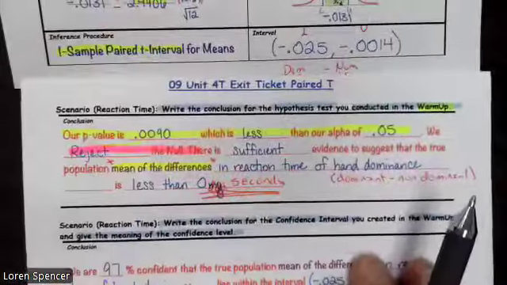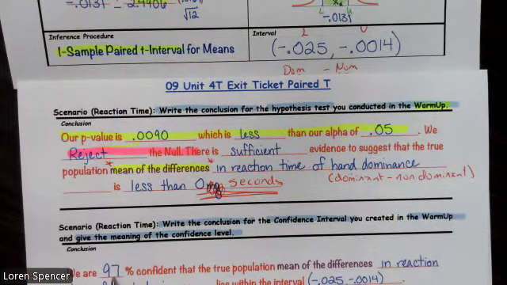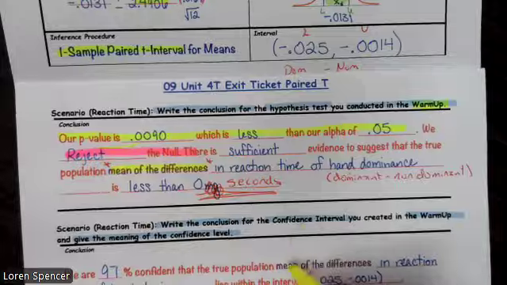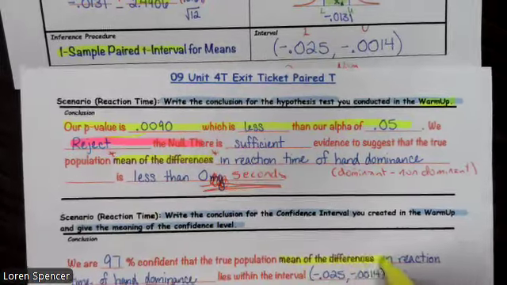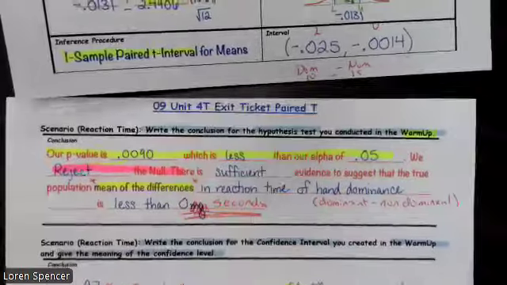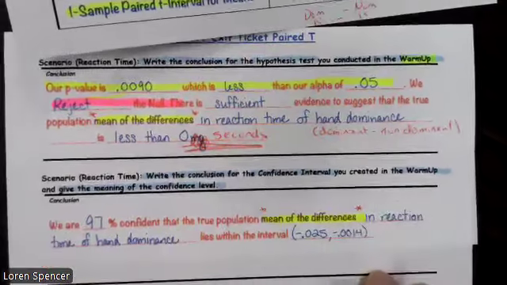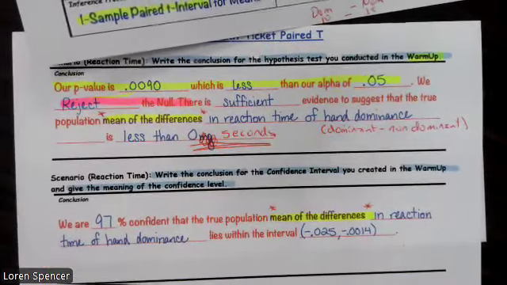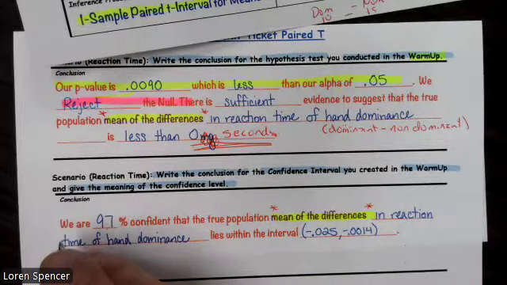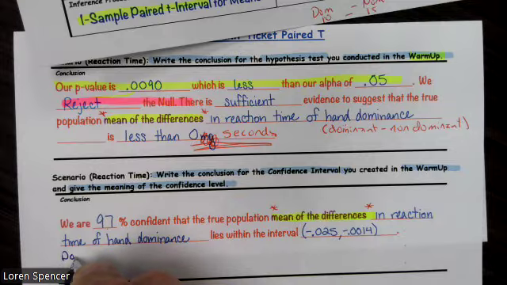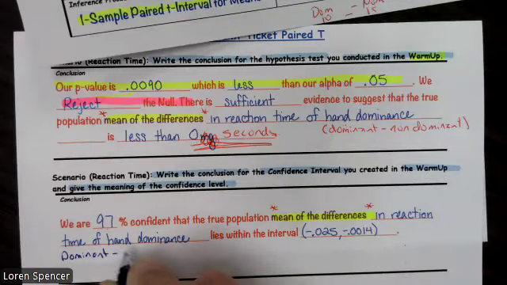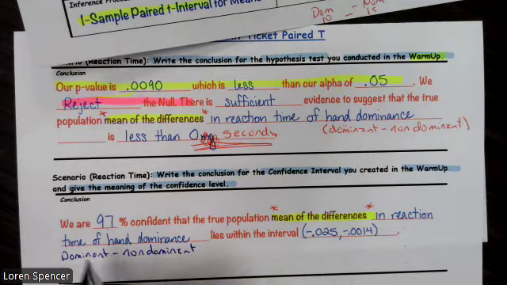And so when we go to write it, what was our confidence level? 97% confident. The true population mean of the differences. Once again, if you're working with a paired, this is super important that you have that. In reaction time, and this is of hand dominance, but I think you'd be much better to go dominant minus non-dominant. Always give the order that you subtracted. Lies within the interval blank.